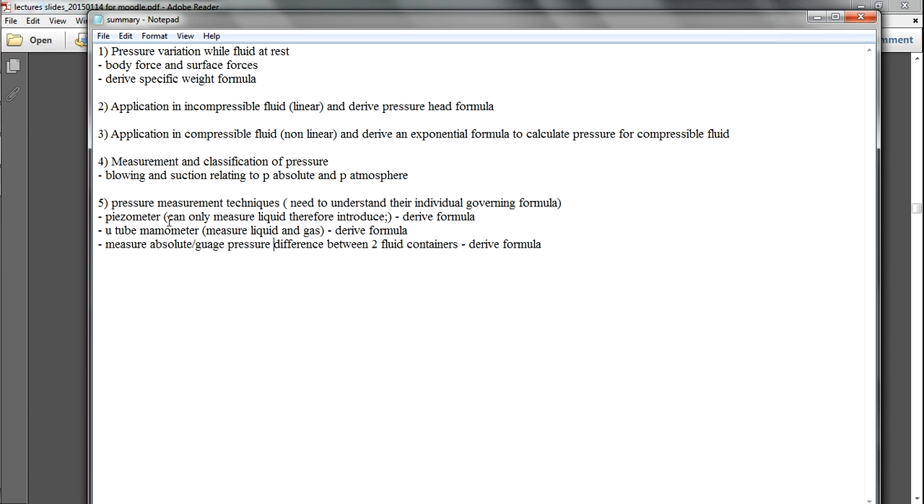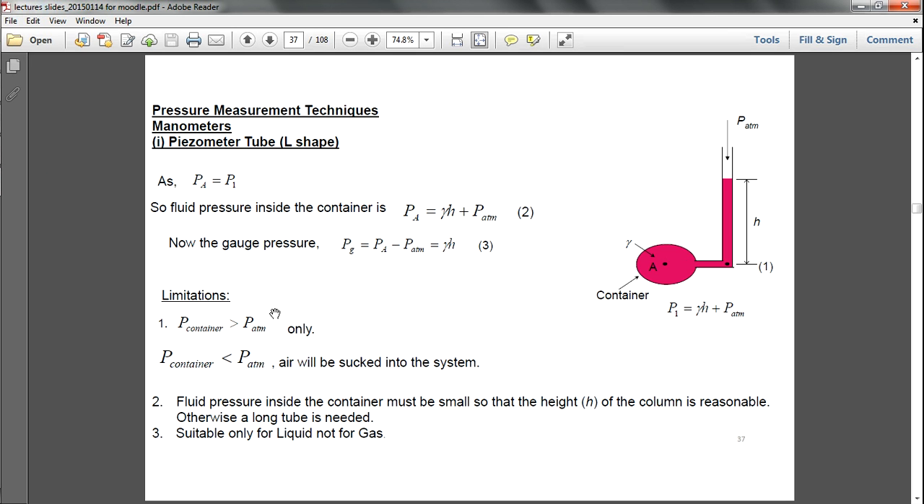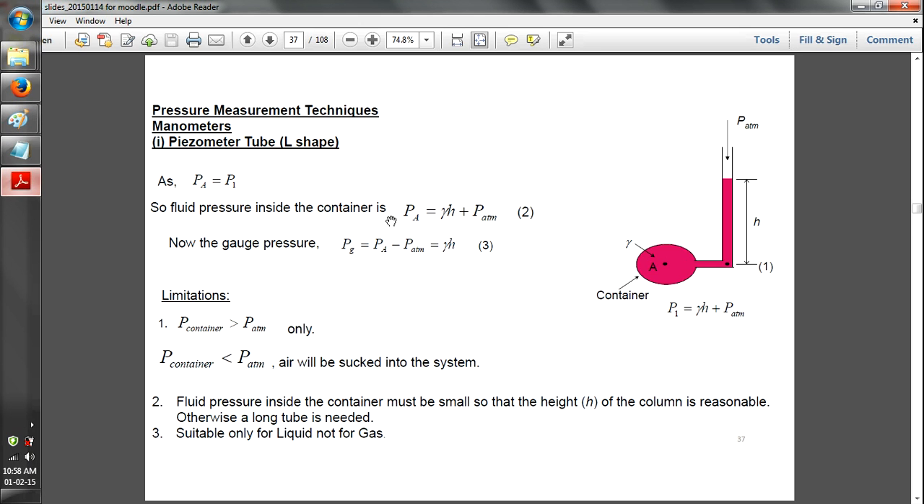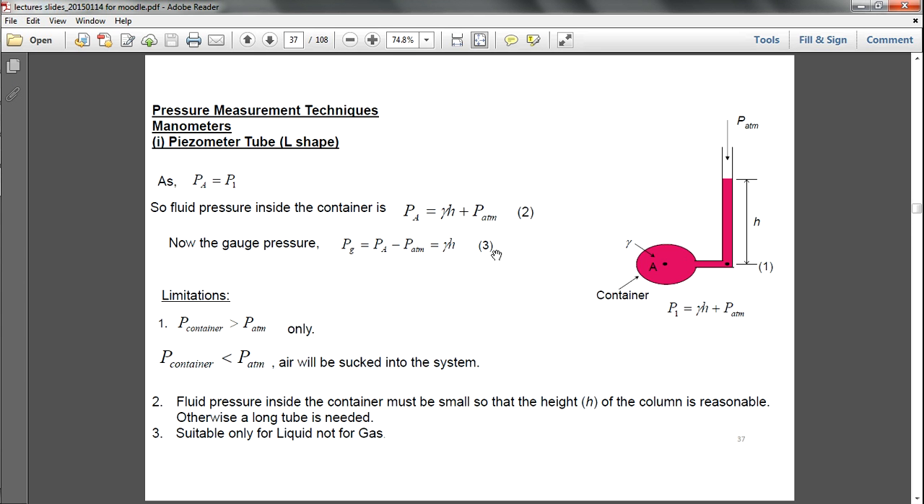The first one is the piezometer. It can only measure liquid, in this case this one. It cannot measure gas pressure. Therefore the U-tube manometer is used, which is this one. So let me explain how this works. It's very simple, I think.